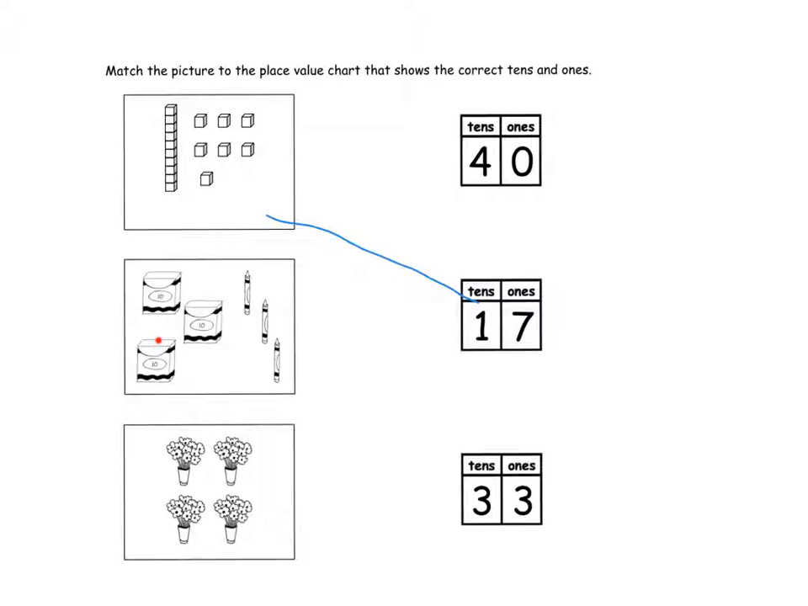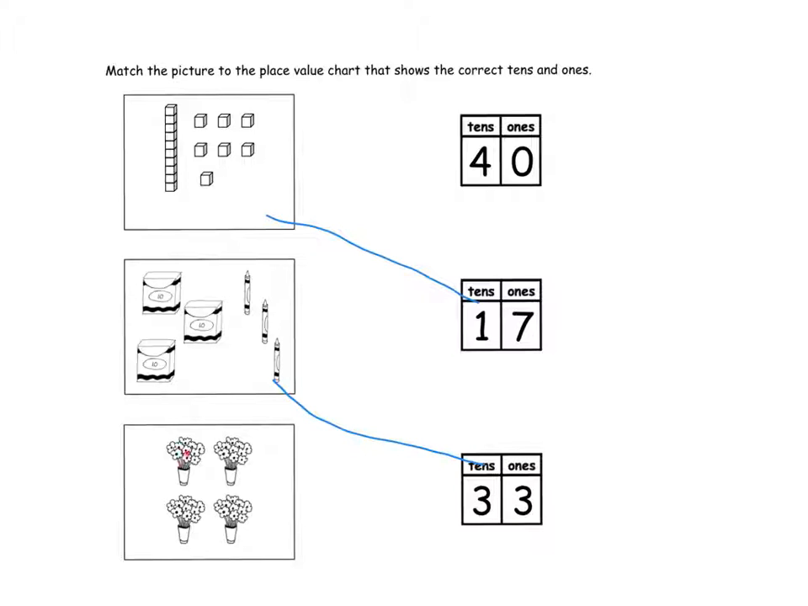So now we have 1, 2, 3 tens, and then we have 1, 2, 3 ones. So the place value chart that would match would be this one because it has a 3 in the tens position and it has a 3 in the ones position. So now we need to draw a line from the picture to the place value chart.